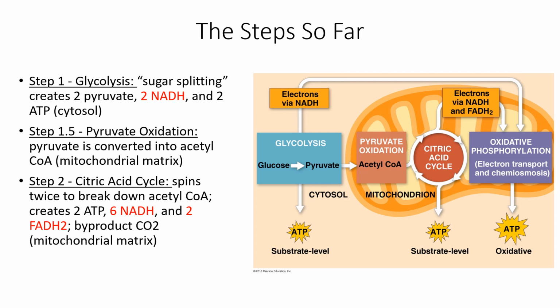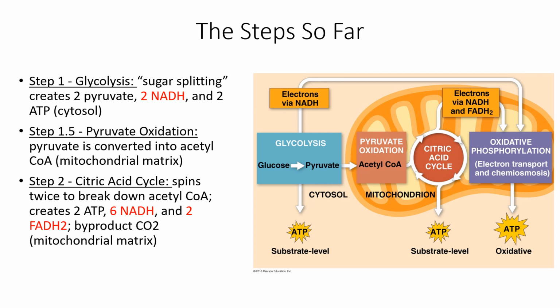Moving into step 2, which is the citric acid cycle, also known as the Krebs cycle, which is happening in the mitochondrial matrix, just like the pyruvate oxidation half step. We take that first molecule of acetyl-CoA and it will bind to oxaloacetate in order to make citrate, which is where the cycle gets its name, which eventually will create another oxaloacetate, which will then bind to the second acetyl-CoA as it comes into the cycle.